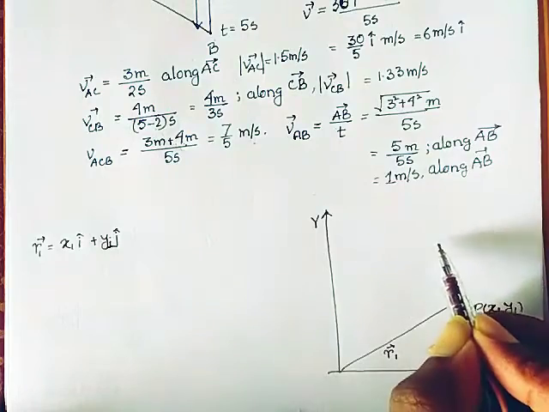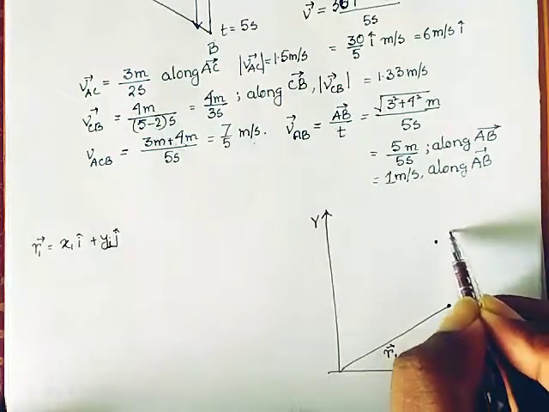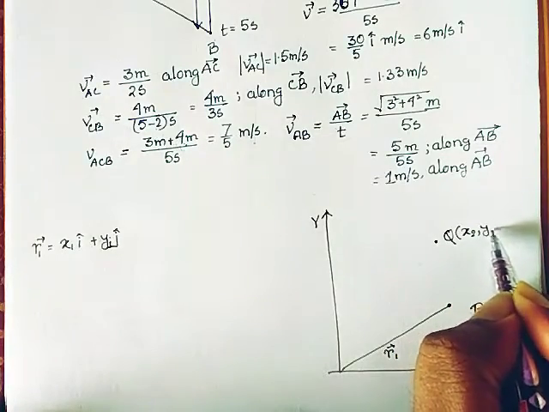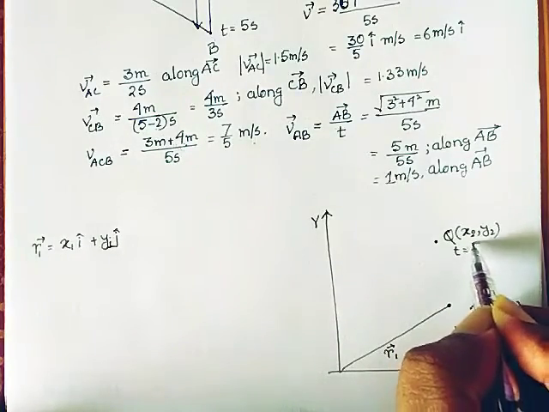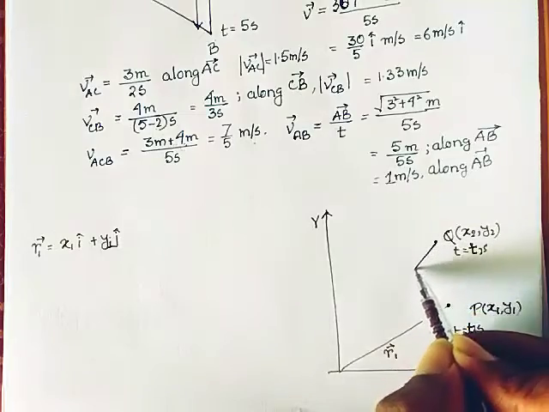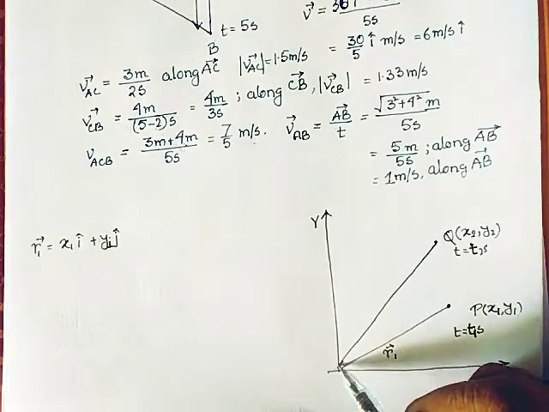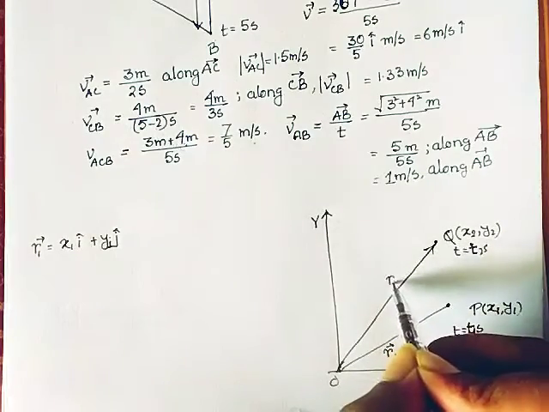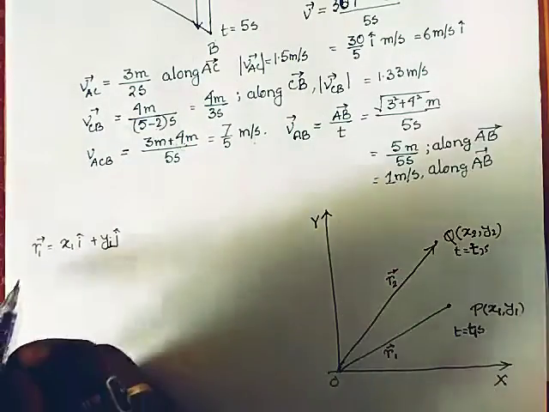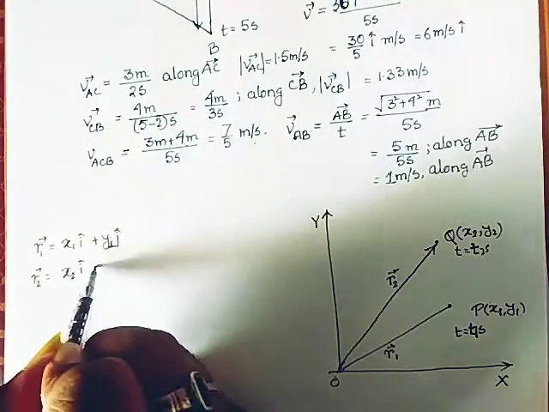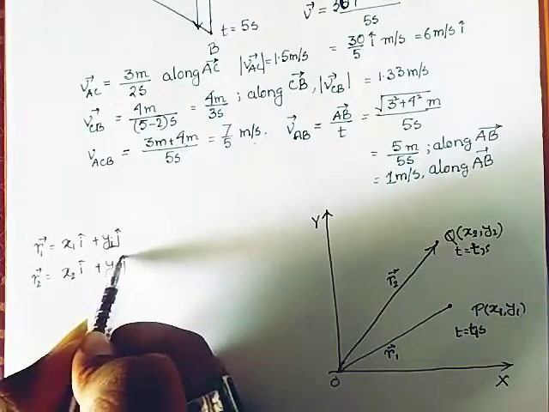Now if the particle translates to the position 2, that is the Q position, whose coordinate is x2, y2, and the time is t equal to 2 seconds. The position vector of this point Q with respect to the origin is the r2 vector. So r2 vector is x2 i cap plus y2 j cap.